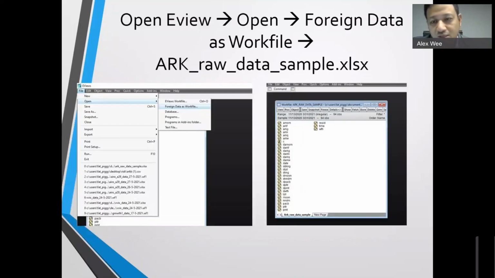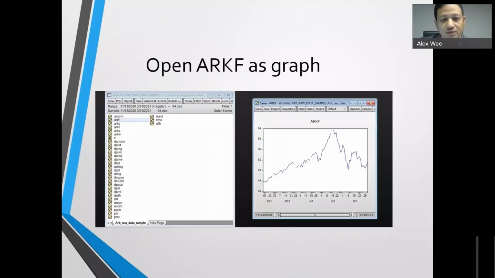And then what you see on the right hand side is that all the different columns become one item inside Eviews. So let's say this is one of the items, for example, one of the FCPO or FKLI data. Here is ARKF, which is an ARK FinTech ETF data. You double click it, and what you see is just a normal chart. This is called a graph with unit roots.